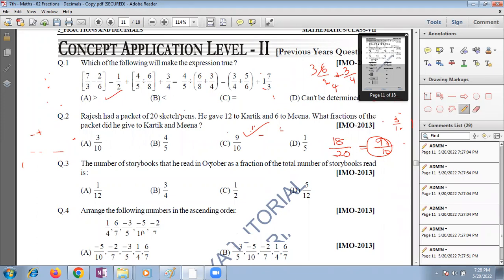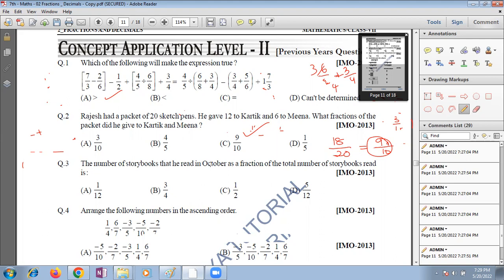Ma'am, I think we can't know how many storybooks he read for one day or like that. That information was not given, but the question is the number of storybooks that he read in October as a fraction of the total number of books read. Ma'am, I think it's a printing mistake. Okay, it can be a printing mistake, ma'am.